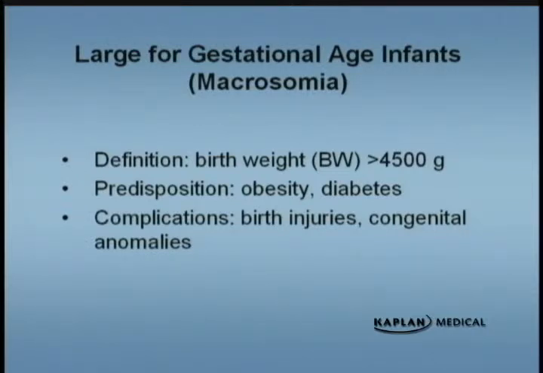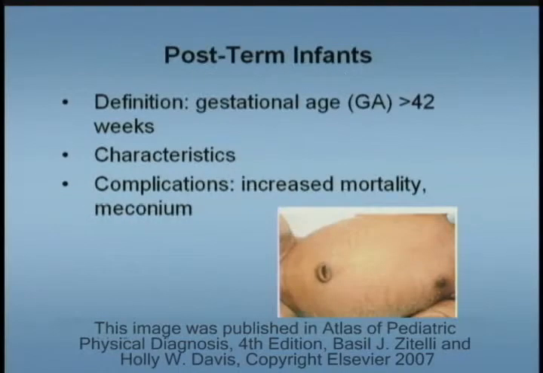Babies at risk for becoming macrosomic are babies with maternal obesity or infants of diabetic mothers. They tend to be big also. Complications of large babies are going to be birth injuries. We already talked about the baby that has the clavicular fracture, and those tend to be big. We also, babies that are big, depending on what caused them to be big, may have congenital anomalies.